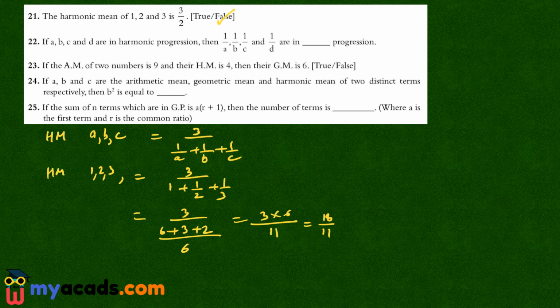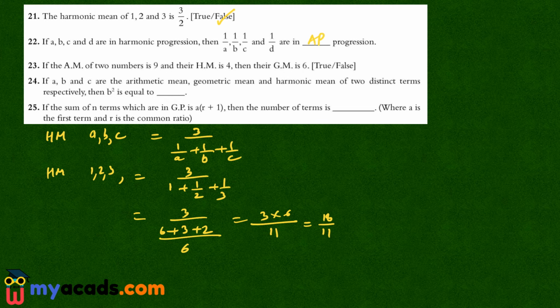Question number 22 is: if a, b, c, d are in harmonic progression, then 1 upon a, 1 upon b, 1 upon c and 1 upon d are in which type of progression? So I know my answer is arithmetic progression. So its answer is AP.